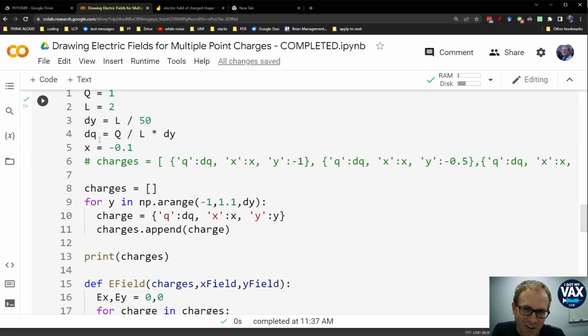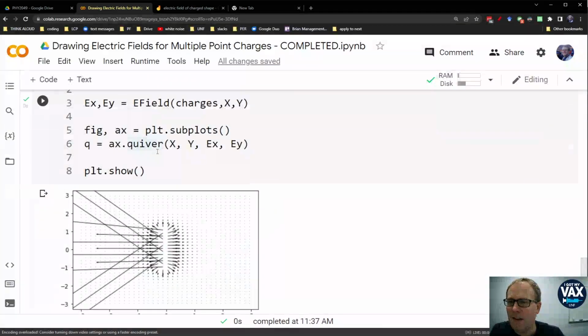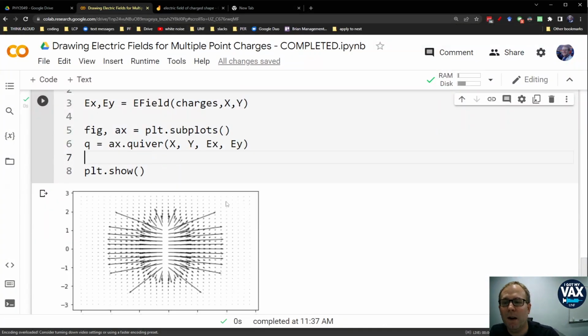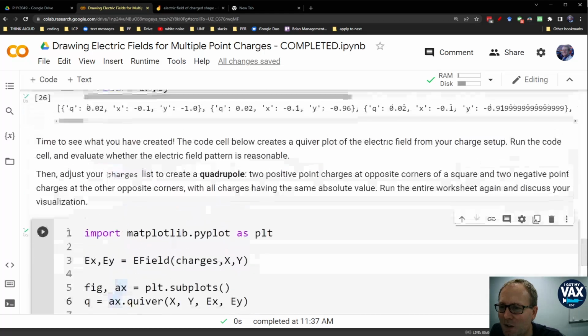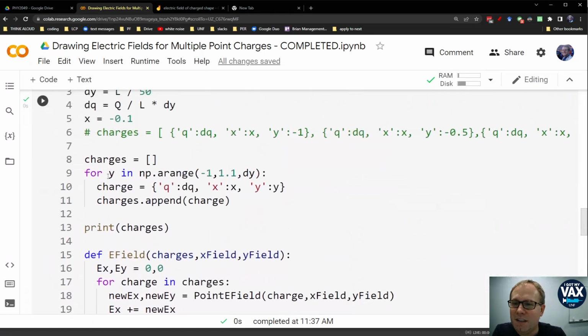But what I would like to do now is see what happens when we make this DQ change depending on where it is in the rod. Let's suppose, for example, instead of having the rod positive everywhere, what if I had a top half that was positive and a bottom half that was negative? How would we do that? I wanted to be able to flip the DQ.